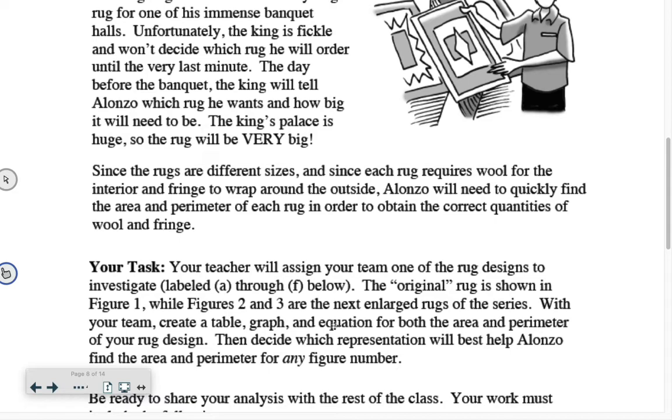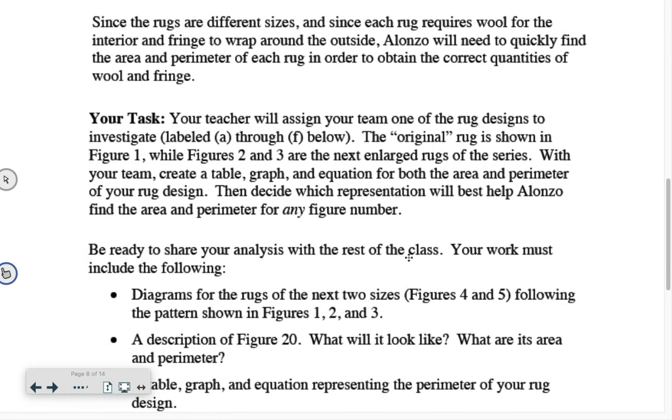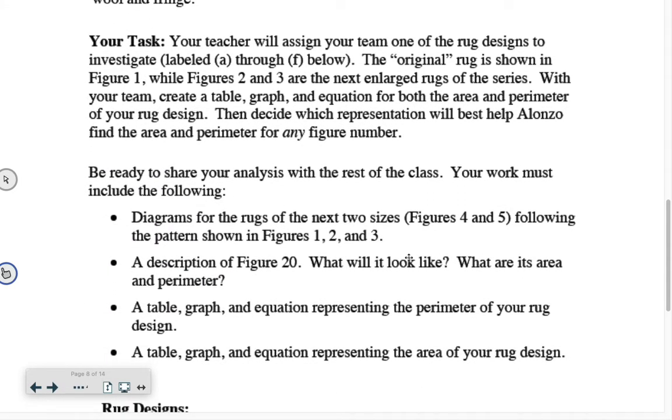Here's your task. Your teacher will assign your team one of the rug designs to investigate, labeled A through F. I'll show you that in a second. Like I said, I'll get you the packet here in just a second, which I'm going to have you work off of. The original rug is shown in Figure 1, while Figures 2 and 3 are the next enlarged rugs of the series.